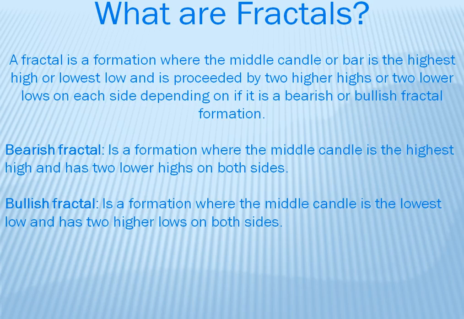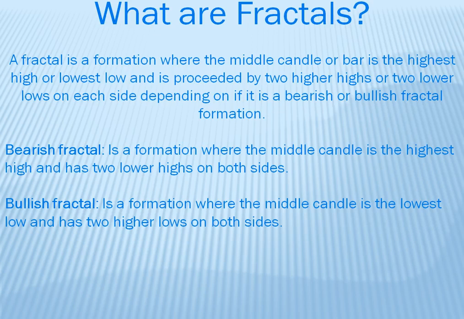But basically a fractal is a formation where the middle candle or the bar is the highest high or lowest low, and it's surrounded by two lower highs or two higher lows on each side, depending on if it's a bearish or bullish fractal formation. So the bearish fractal formation is a formation where the middle candle is the highest high and has two lower highs on both sides. The highest high is going to be by the wick, not by the close.